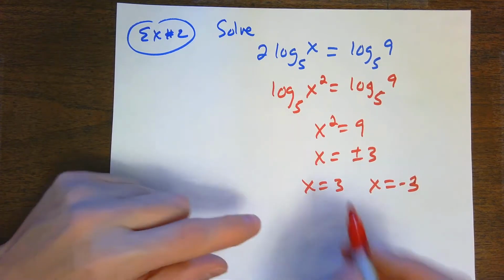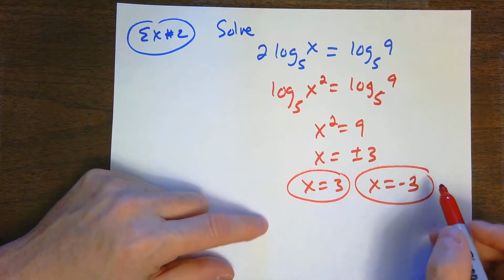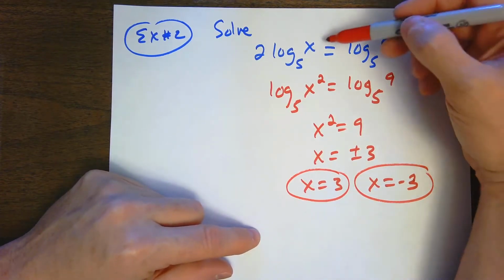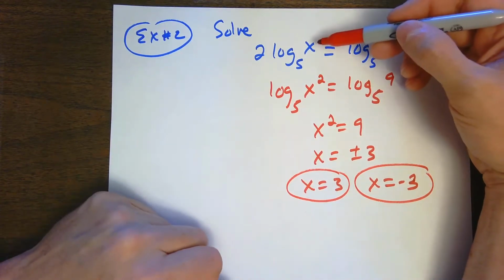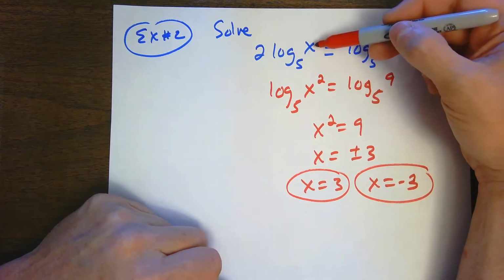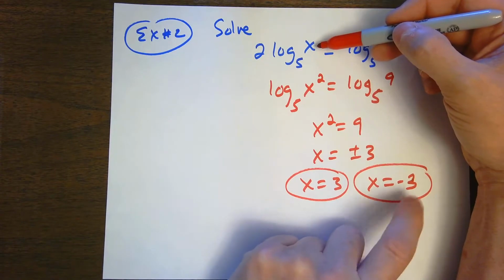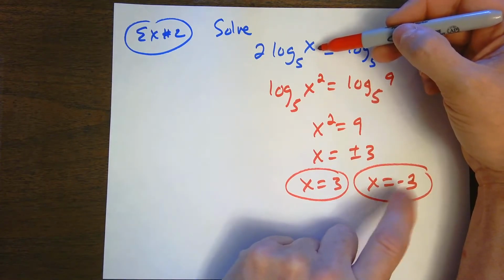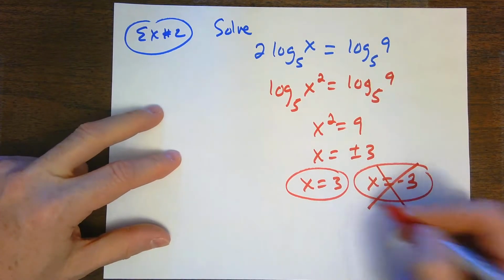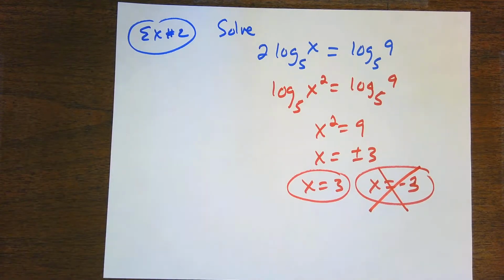But wait a minute. I think I've got two solutions, but when I look back at my original problem, where is the x? It's in the argument, log base 5 of x. And can I take the log of a negative number? No, it's not part of its domain. That negative 3 is an extraneous solution. It does not count and is not part of the solution set. So really, I'm only getting one solution here.